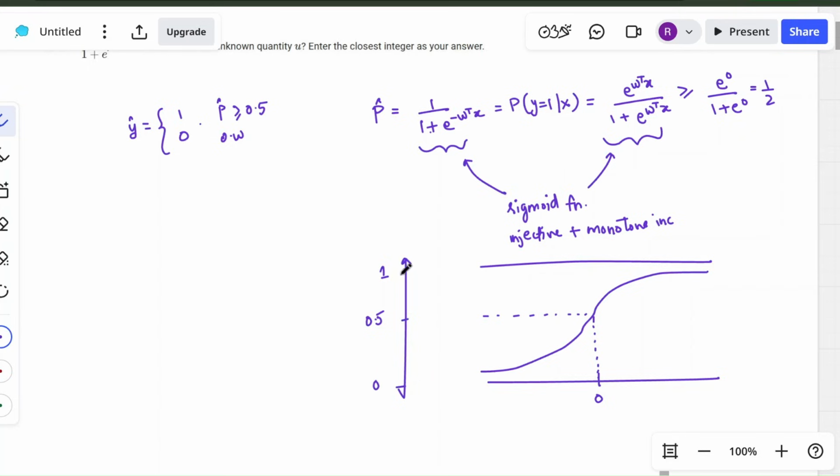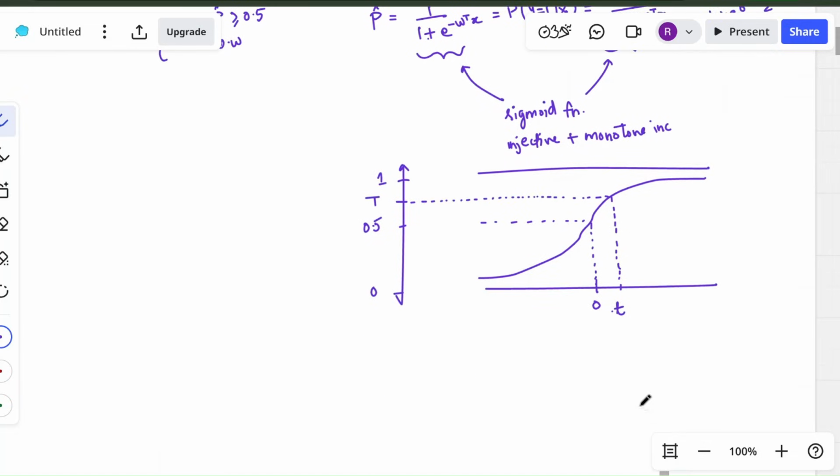And when you increase the threshold, let's say you increase it to capital T here, what are you doing? You're saying that instead of 0, my new threshold is somewhere here. Let me call it small t. This means the new threshold. So when I say p hat is bigger than or equal to t, that is the same as saying that W transpose X is bigger than or equal to small t.